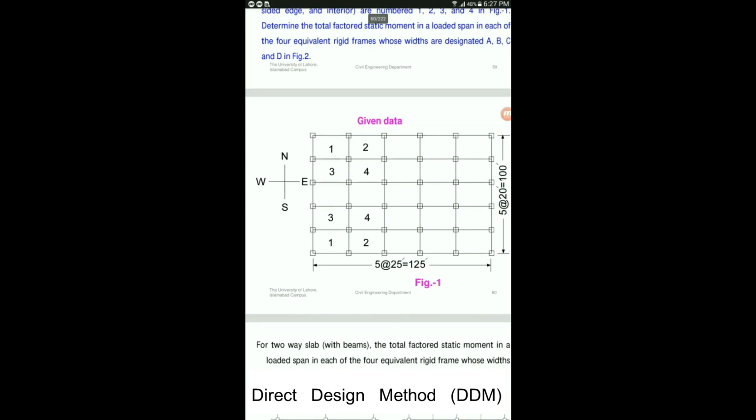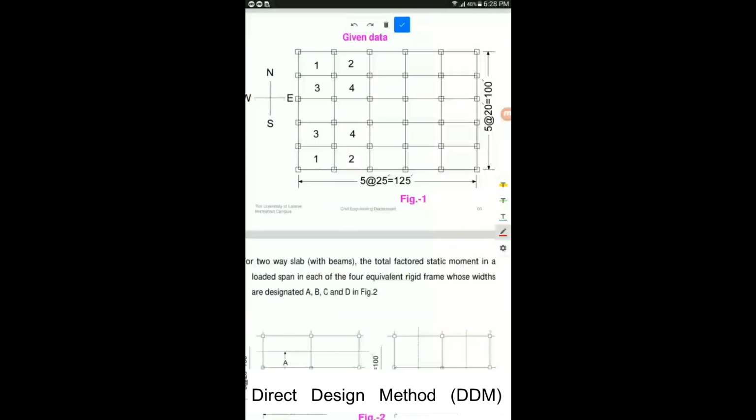Here is the diagram for this whole statement. We have a total number of 25 panels. On the x-axis there are 5 panels, or 5 bays, each of them 25 feet center to center. Similarly, for the y-axis we have 5 panels which are spaced 20 feet center to center. So on the x-axis it is 25 feet center to center, and on the y-axis it is 20 feet.